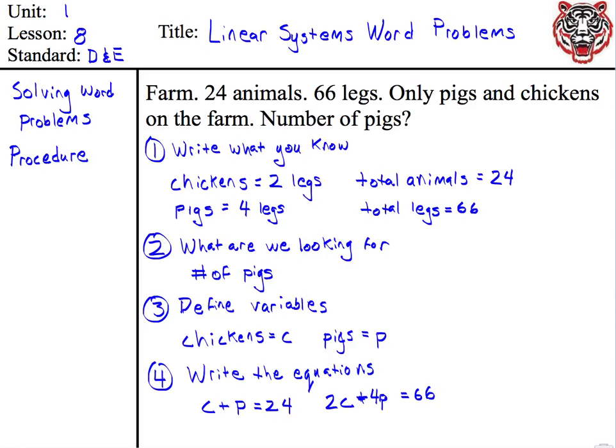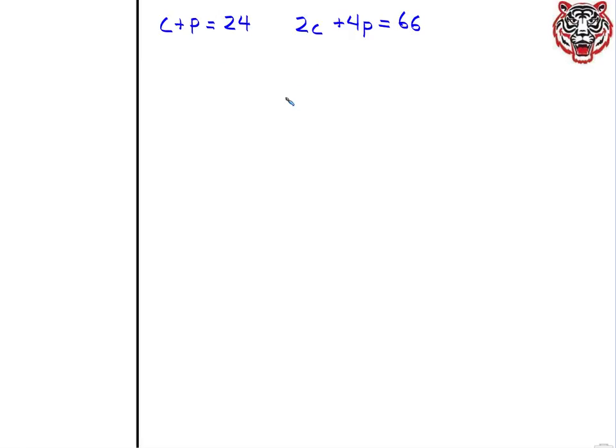So it was C plus P is equal to 24, and 2C plus 4P is 66. Okay, how do I solve this? Remember, there are 3 tools that we know how to use to solve a system of linear equations. Graphing was one of them. What 3 tools do we have in our toolbox to solve a system of linear equations?